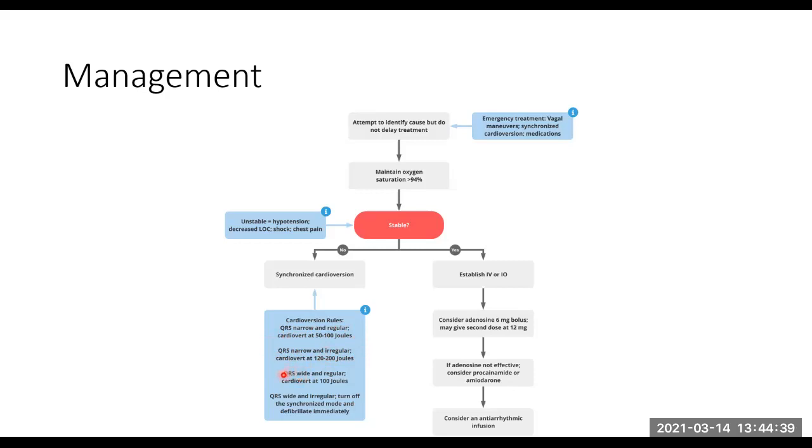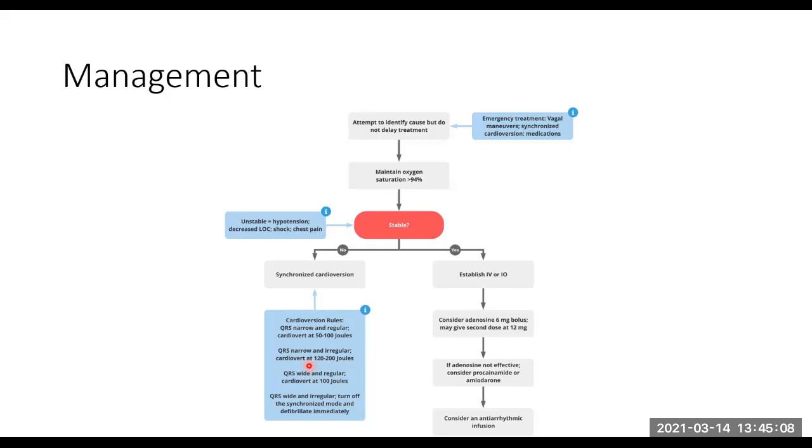Now we're getting to this, where we talk about a QRS that's wide and regular. You cardiovert at 100 joules. So you start off at 100 and then build up from there. Remember, your patient has a pulse, they are perfusing, so you're not doing CPR. You're just trying to get that back to sinus rhythm. And for those who maybe haven't, go back to where we talked about SVT and have a look at the synchronized cardioversion video that's on this so that you can see it.